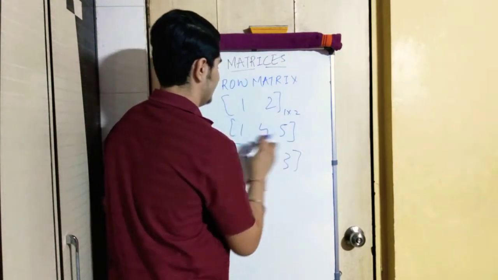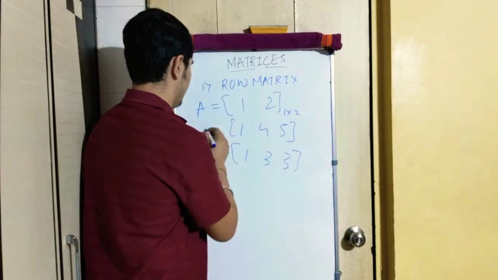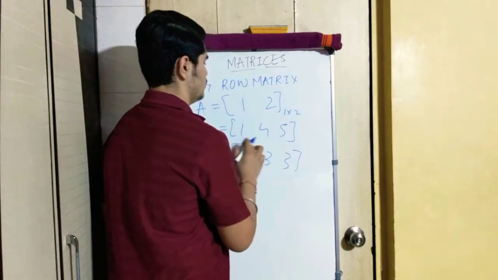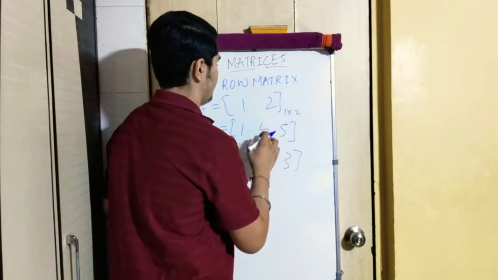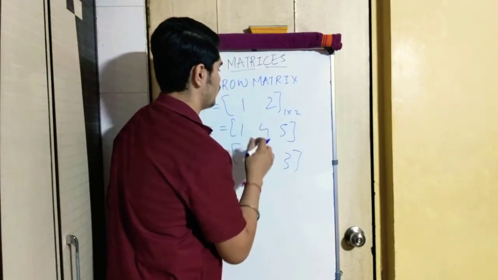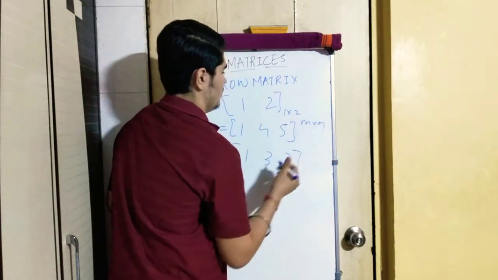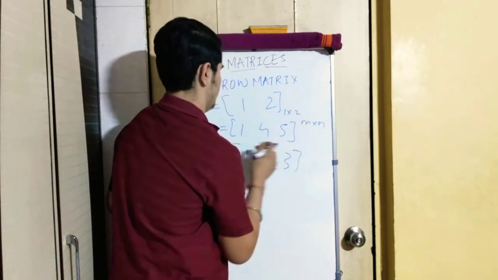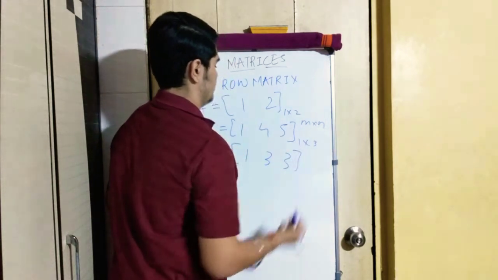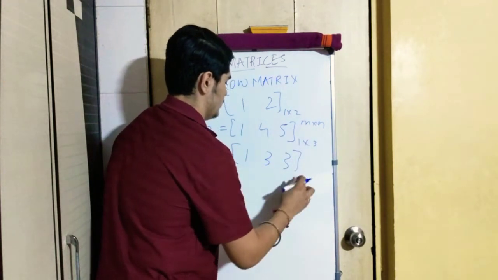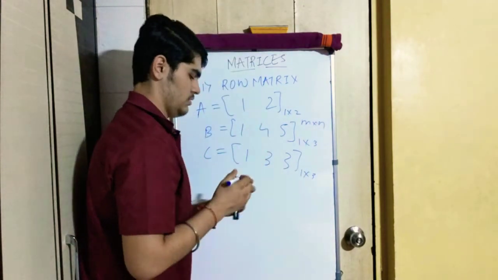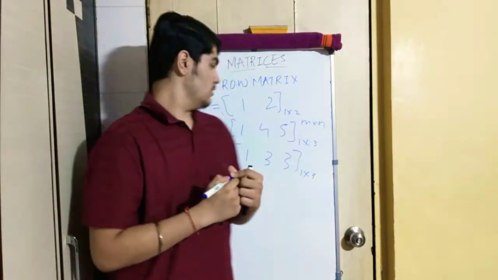Let us name these A, B, C. To identify the order of matrix, you just take the number of rows and the number of columns, that is M into N. This is the number of rows, this is the number of columns. So 1 into 3. This is 1 into 3, the same as above. I hope you have understood this. You can copy it down.